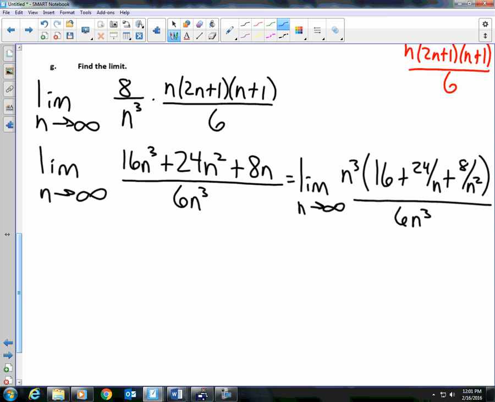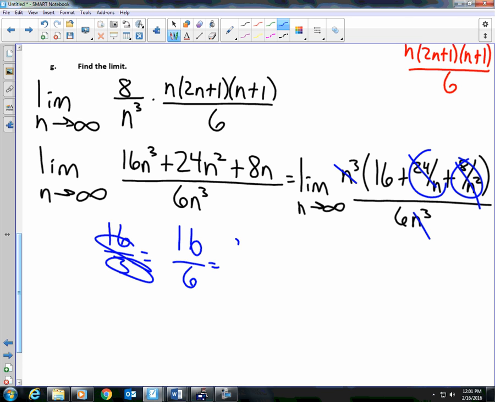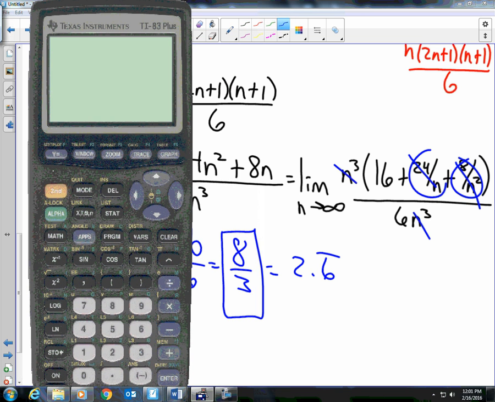As this goes to infinity, what's going to happen to the 8 over n squared? It goes to 0. And 24 over n goes to 0. And the n cubeds cancel, and you're left with, whoops, sorry, 16 over 6, which is 8 over 3, which is 2.6 repeating. That is the exact answer, not an approximation.